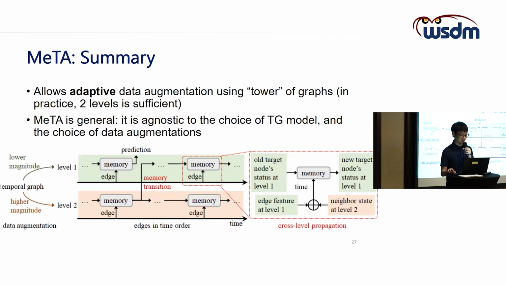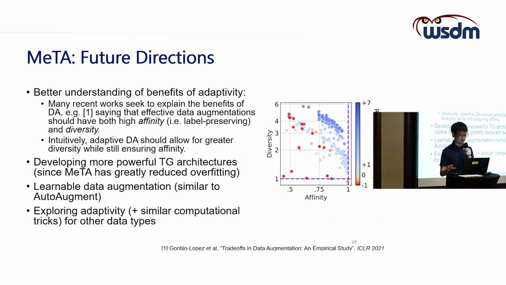Okay, so that concludes our approach. We designed a way to introduce adaptive data augmentation using this tower of graphs, which provides an efficient way of implementing it. This is a general approach which can be used for various kinds of data augmentations and different choices of TGN models or augmentations. Of course, we would like to further develop this in future. In particular, one goal is to provide a better theoretical understanding.